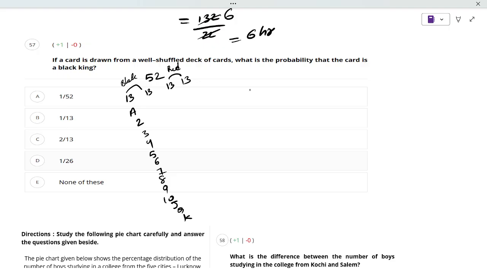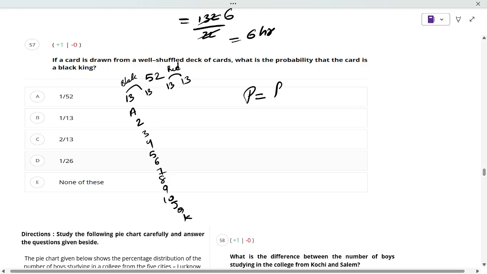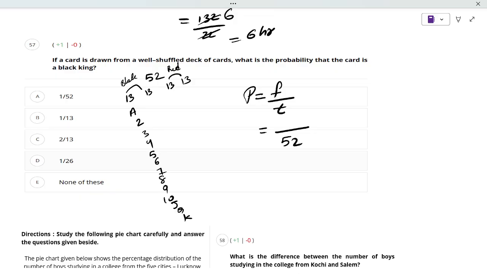Yes, so the definition of probability is favorable outcomes by total number of outcomes. So total, we have 52 cards. Out of 52 cards, there are only 2 black kings, which is 2. Then this will give us 1 by 26. D. Right.